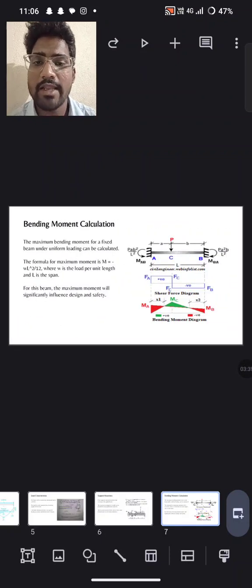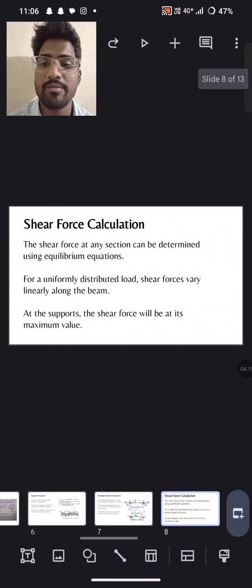Bending moment calculation. The maximum bending moment for a fixed beam under uniform load can be calculated. The formula for maximum moment is M equals WL squared over 12, where W is the load per unit length and L is the span. For this beam, the maximum moment will significantly influence design and safety.